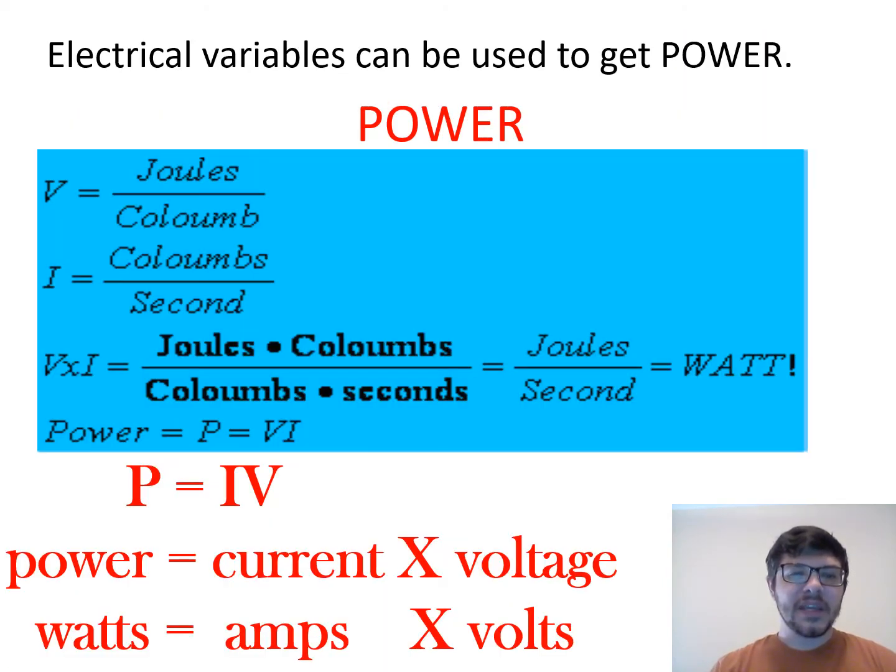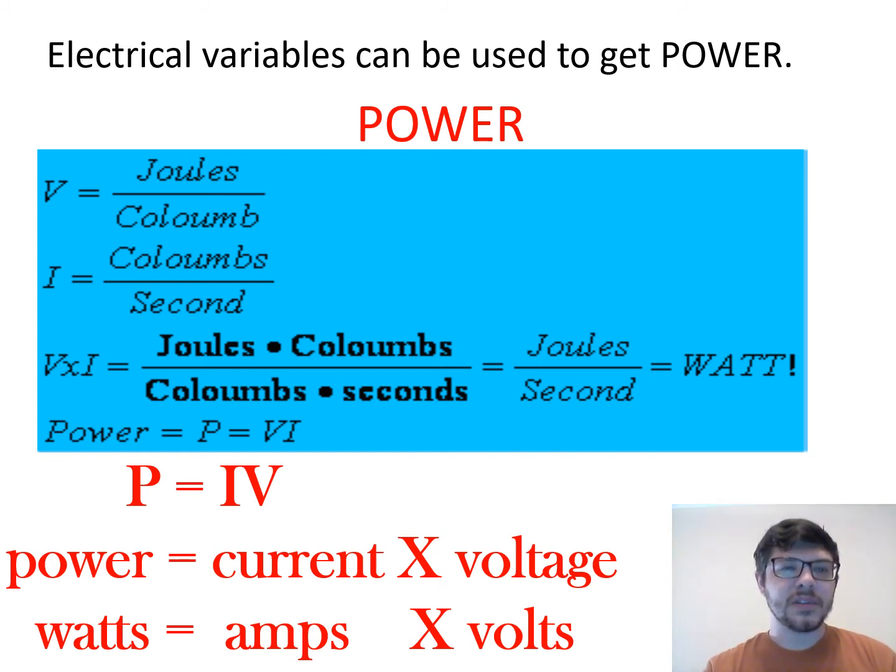So the way we get power, there's actually a lot of ways to kind of work through this, but let's look at the simple equation. If you look near the middle where the text turns red, P equals IV. P is power, I is current, and V is voltage.